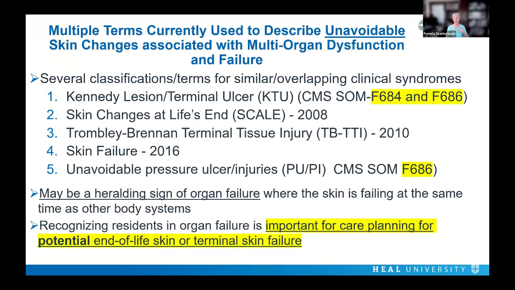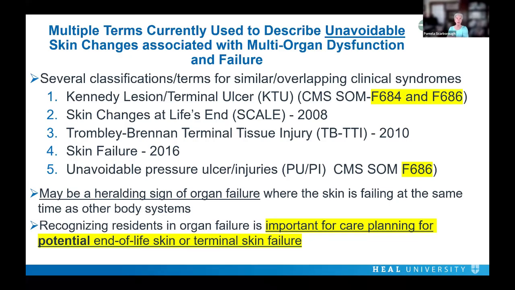Skin changes at life's end came out in 2008. We have our Trombley-Brennan Terminal Tissue Injury that came out in 2010. Skin failure, a little bit different terminology, came out for us in 2016. And then the unavoidable pressure ulcer injury per CMS is in F686, and there's also another place, the MDS Section M, which is where it tells us that these are not pressure injuries, they're end-of-life wounds and should not be coded in the State Operations Manual, which creates a huge gap in our ability to identify and differentiate skin failure from things like pressure injury and other pressure injury imposters.